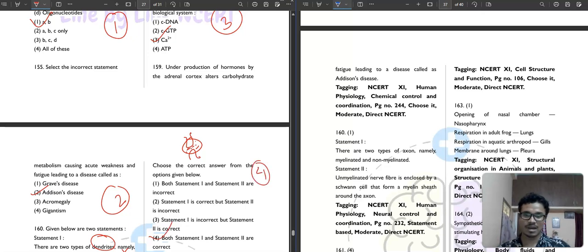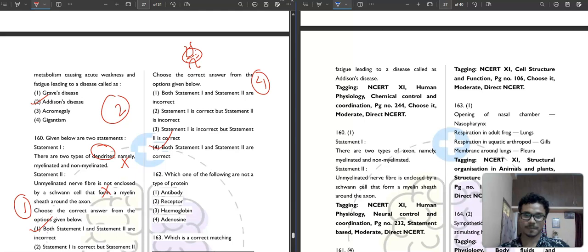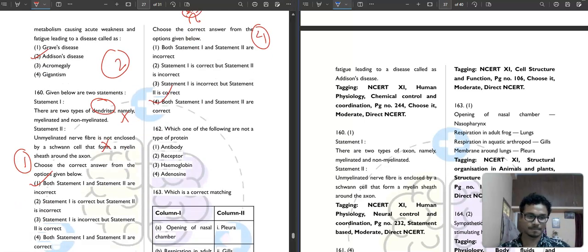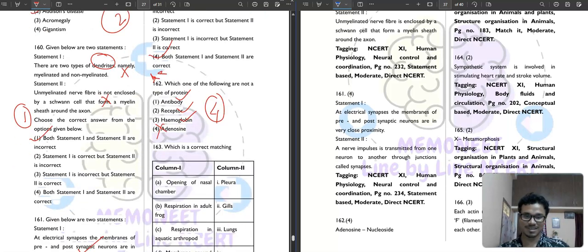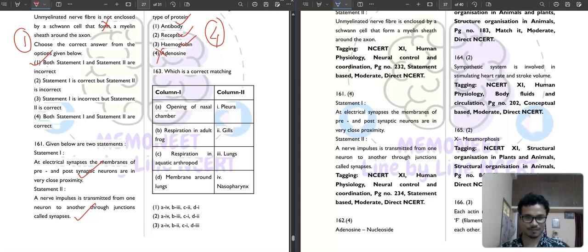Then question number 162. It is saying, which one of the following is not a type of protein? Antibody is a protein, receptor is a protein, hemoglobin is a protein, adenosine is a nucleoside. So the fourth option is your correct answer. This is a very simple but a good question. And this question is a good question also.